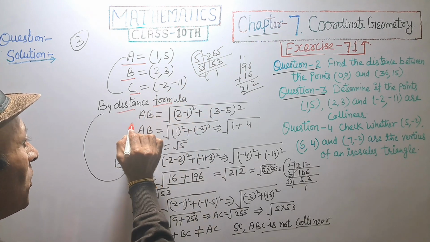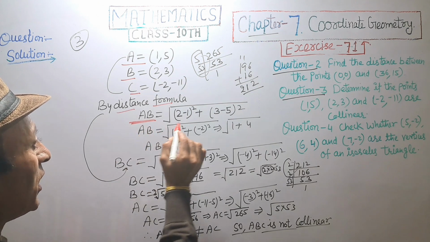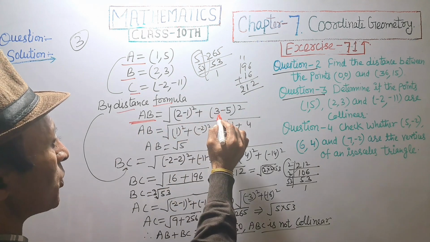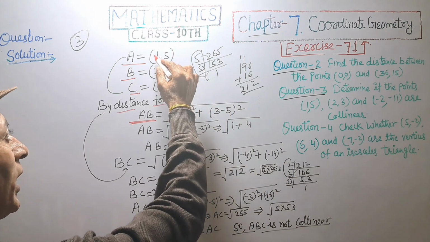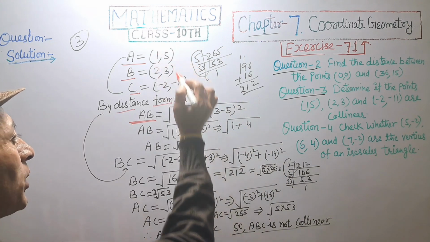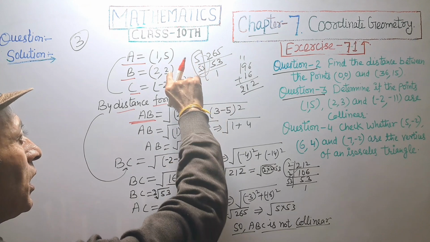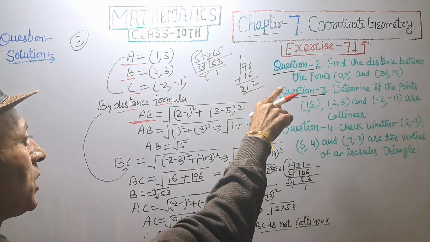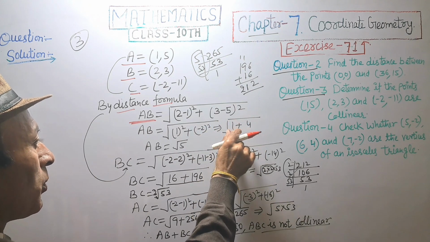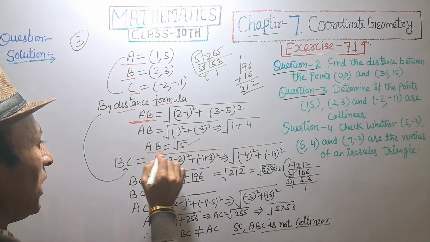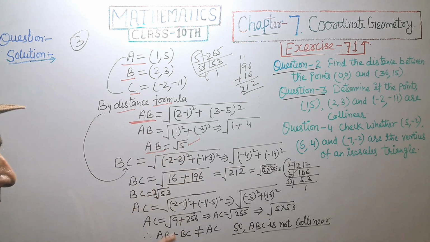Using the distance formula, first AB: square root of (x2 minus x1) square plus (y2 minus y1) square. x2 is 2 and x1 is 1, so (2 minus 1) square plus (3 minus 5) square. 1 square is 1 and 2 square is 4. 4 plus 1 is 5. AB is equal to under root of 5.